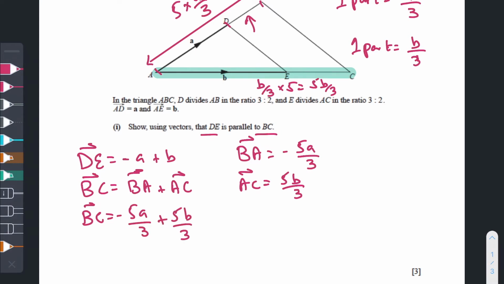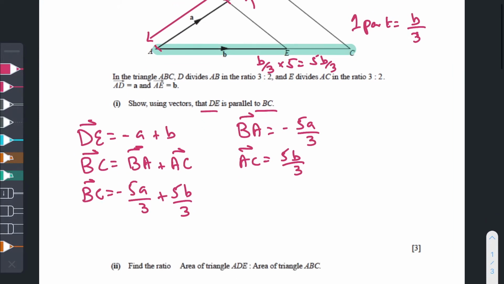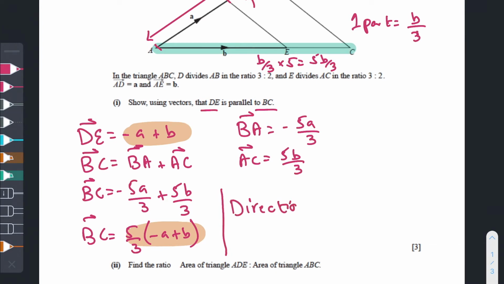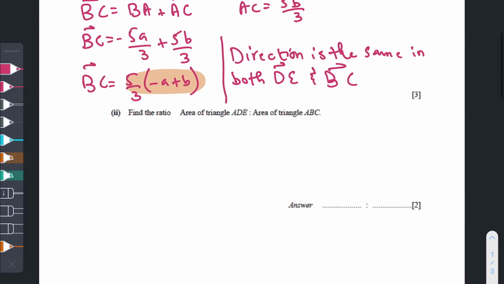The question is asking you to prove that they are parallel. If I take out the common number over here, that is 5 over 3, BC would become 5 over 3 times negative A plus B. This is similar to this that we have over here. So they are parallel because the direction is the same in both DE and BC. Hence, we prove this.